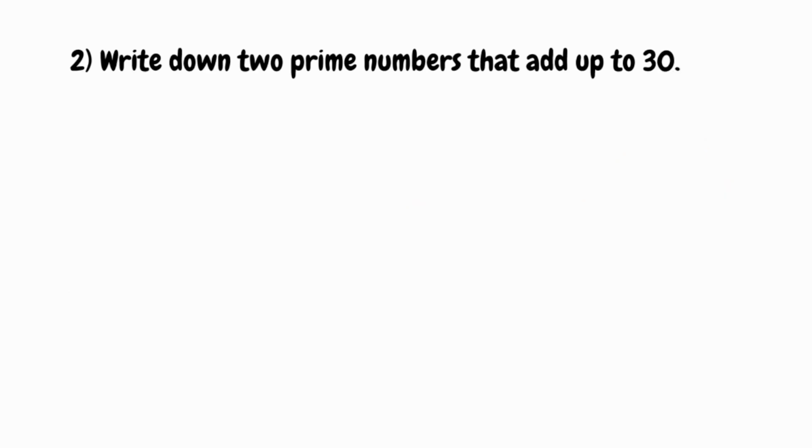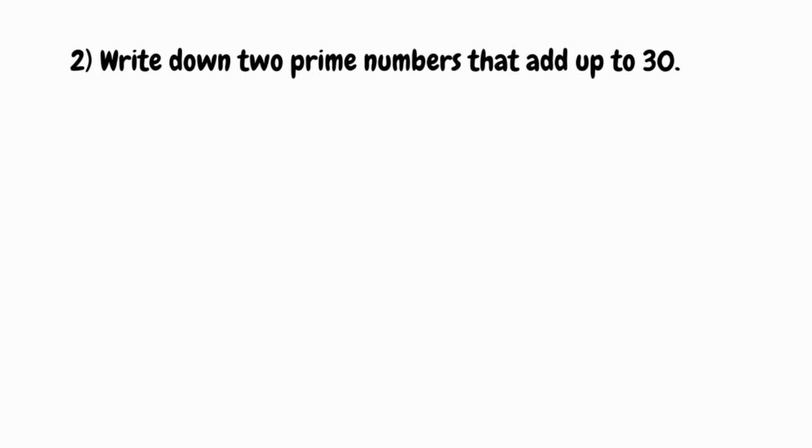Okay, for question 2, we needed to write down 2 prime numbers that add up to 30. So what we can do here is just take a look at some prime numbers that we've already figured out, and then see if the remaining number that would make up 30 is also prime.